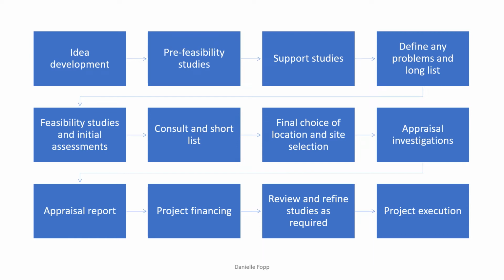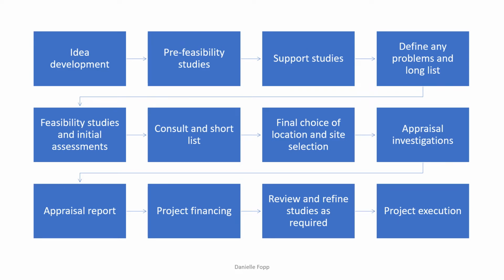Now we understand that the idea development occurs very early on. That's the first thing that usually happens, and that will generally be given to you by the client. Then there are pre-feasibility studies and support studies, and these might include environmental, heritage, location studies. From this, we will be able to start defining any problems that we foresee with the project and we'll be able to long list. We then move into the feasibility studies, and these might include commercial, technical, financial, socio-economic, legal, and so on.